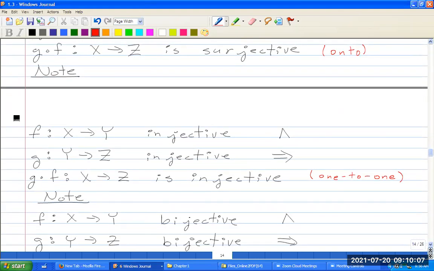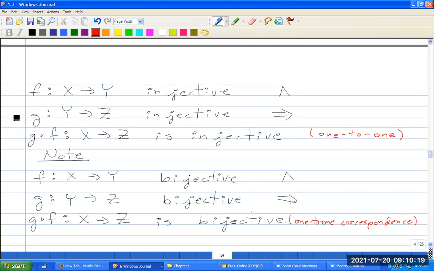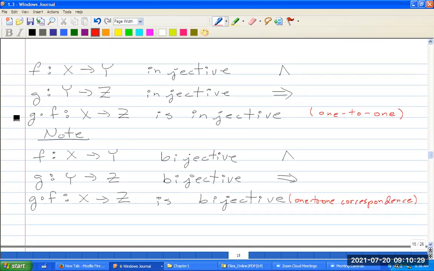Also, note that if F mapping X into Y is injective, one-to-one, and if G mapping the set Y into the set Z is also injective, then G composed with F mapping the set X into the set Z is also injective. So an injective function composed with an injective function is also injective.